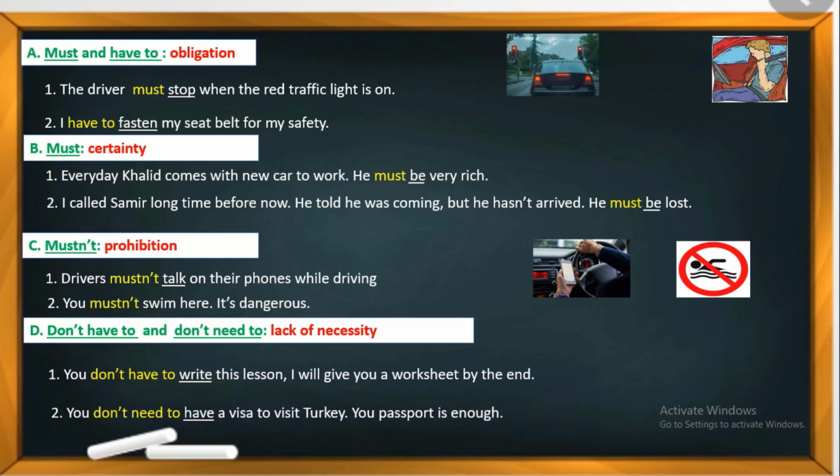Next, you don't need to have a visa to visit Turkey. Your passport is enough. For Moroccans, they don't need to have a visa if they want to visit Turkey. When they go to Turkey, they don't ask them for a visa. They just ask for a passport. So you say, you don't need to have a visa to visit Turkey. Your passport is enough.